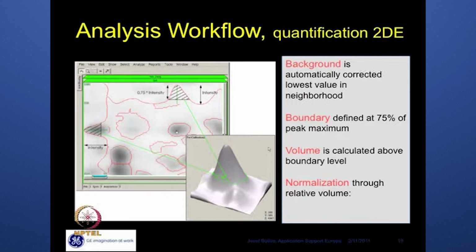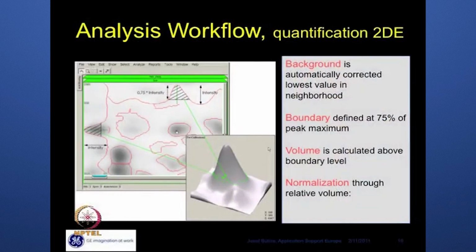Then normalization through relative volume. That means this relative volume is reducing this 25% from all spots, so the remaining value is the relative volume. This is what we are actually going to analyze.